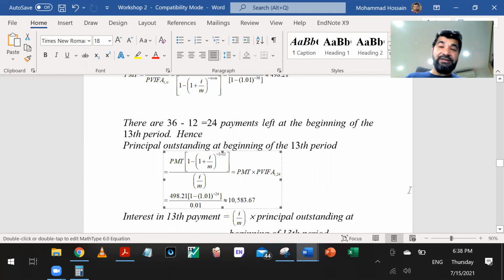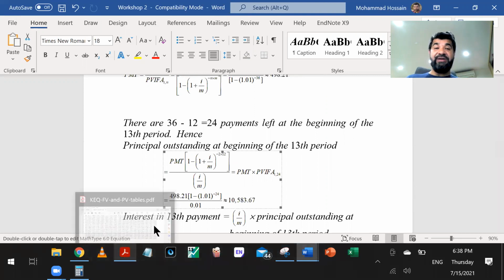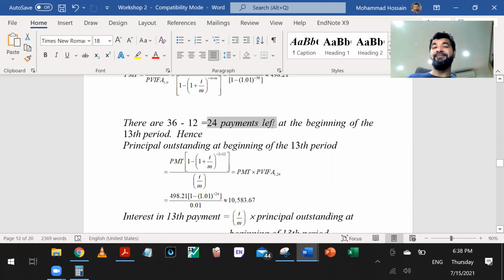So you have to just use your sense of how it works. You're going to use the table. I just used the table. I didn't use the formula. For the difference, just I by M. And at the top, 24 is the number of periods: 12 into 2, 24 payments. Easy.